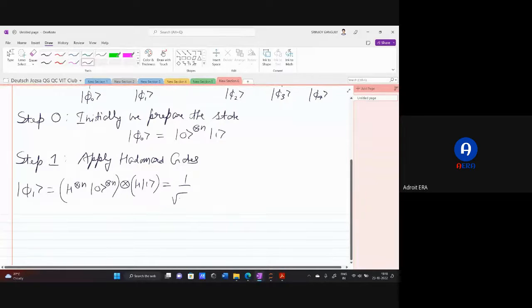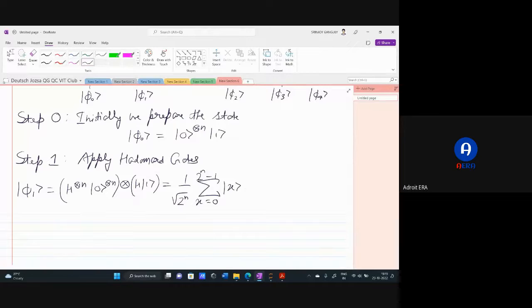It is 1 upon root 2 to the n, and I'm going to write the decimal notation, the sum over x equal to 0 to 2 to the n minus 1 of ket x. That is the formula which I have defined, so I've just directly used it. Just be careful what formula we are using, even for the other algorithms as well. This formula will also be useful for Simon's algorithm and Bernstein-Vazirani also.